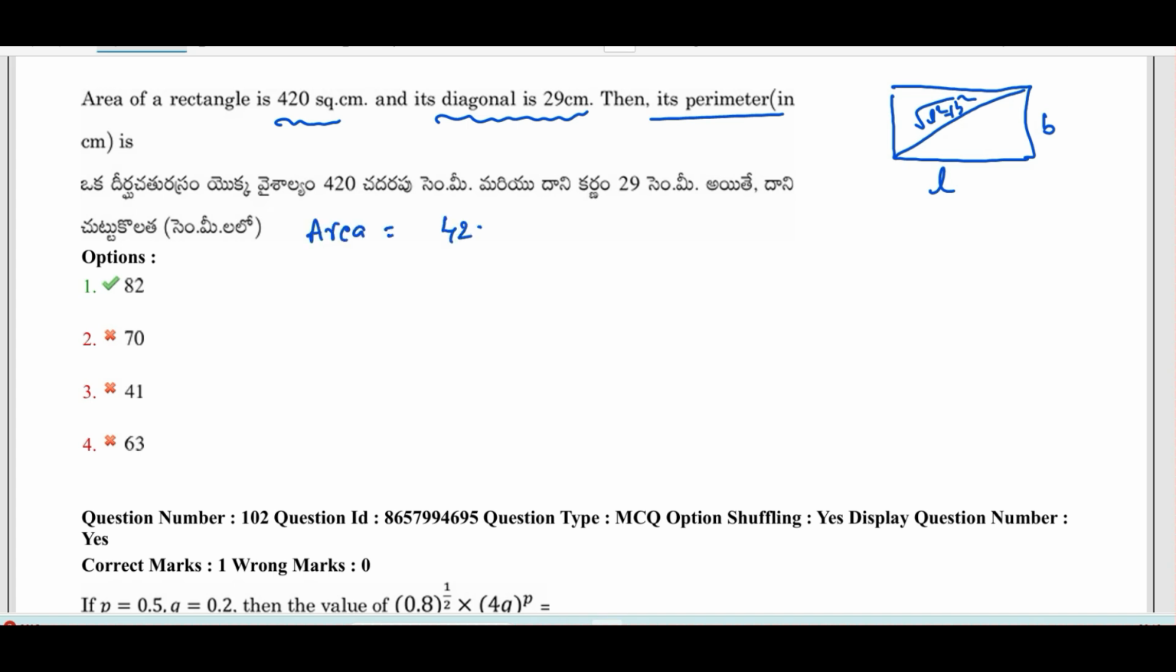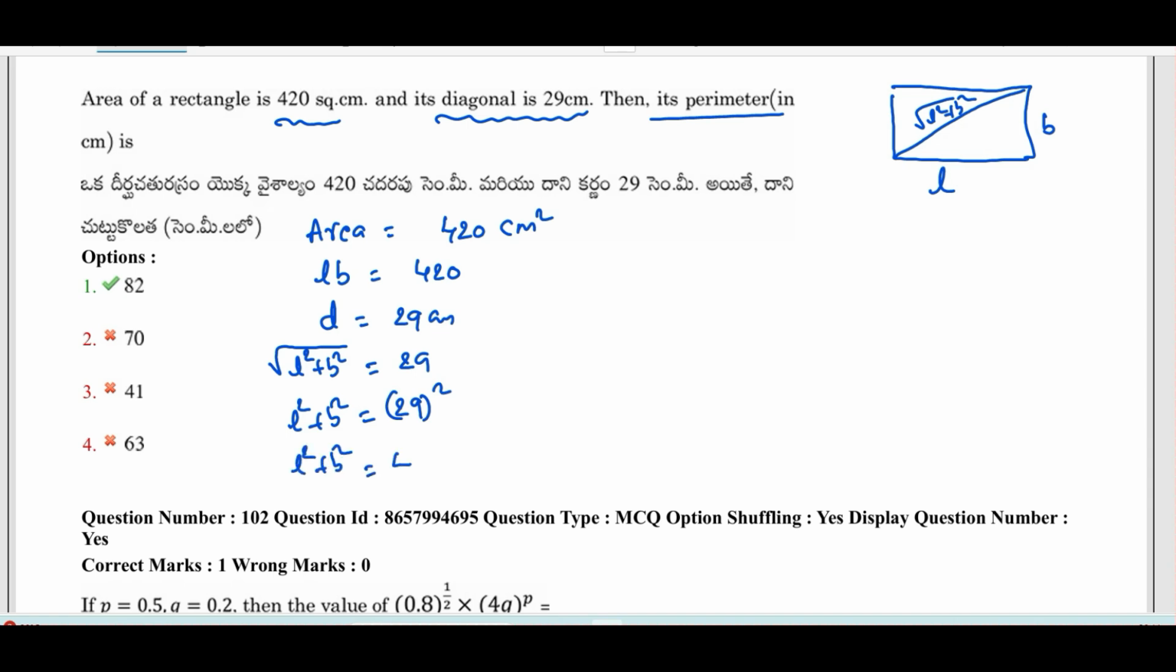Area of the rectangle is given as 420 square centimeters. The formula for the area of a rectangle is length into breadth, so L into B is equal to 420. The diagonal of the rectangle is given as 29 centimeters, and the formula of the diagonal is the square root of L square plus B square, which equals 29. Applying squaring on both sides, we can write L square plus B square is equal to 29 square. We know the value of 29 square is 841. So L square plus B square is equal to 841.